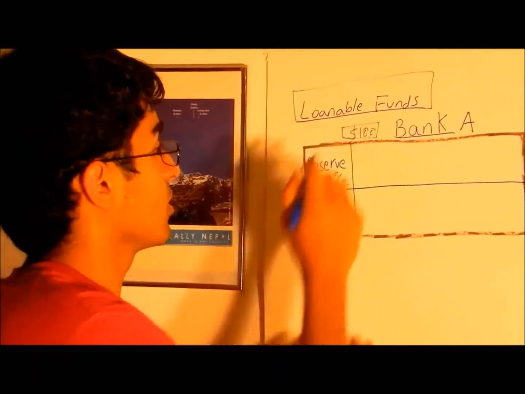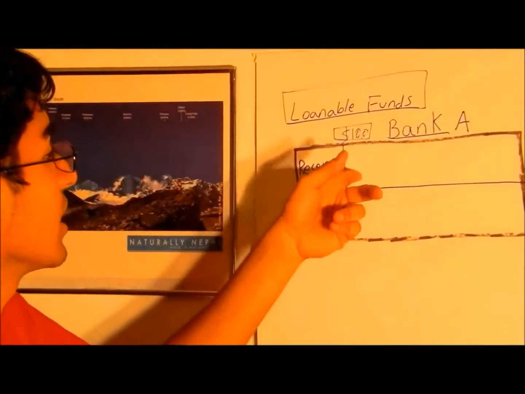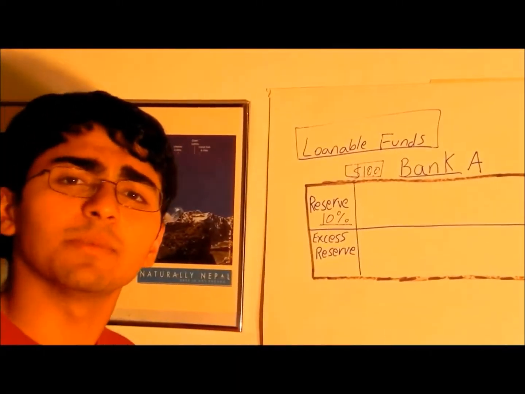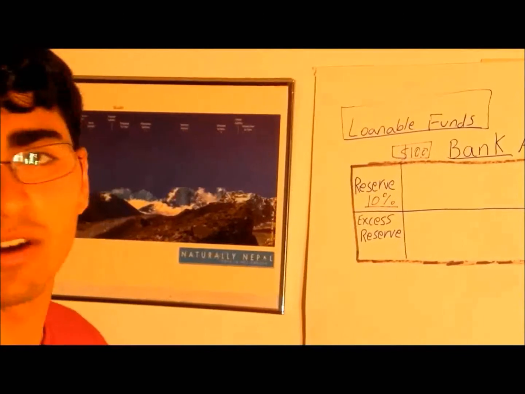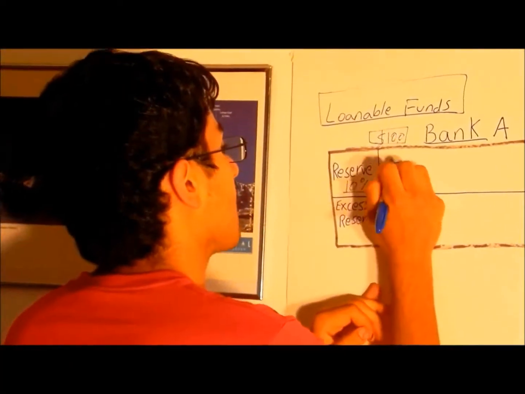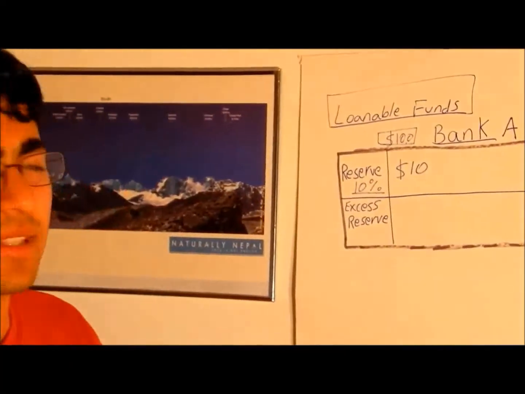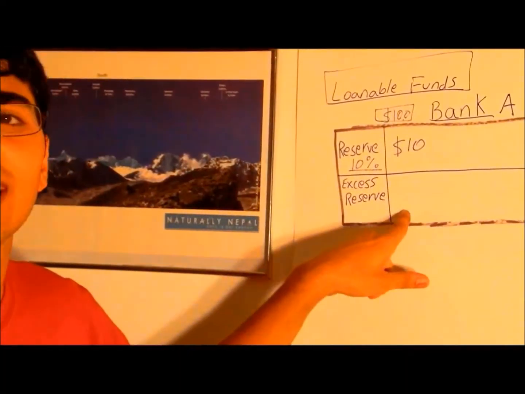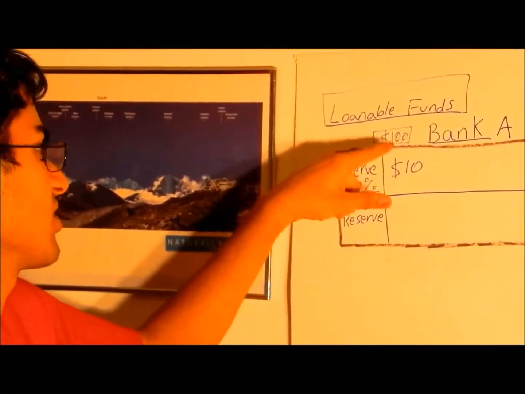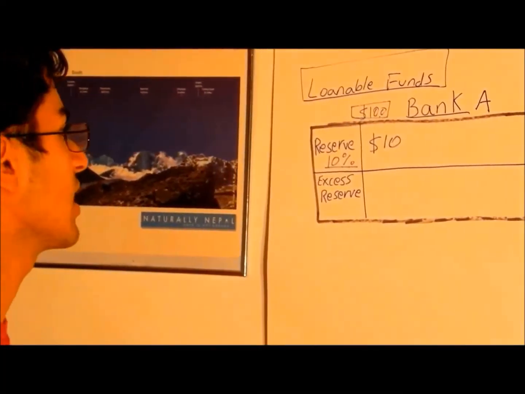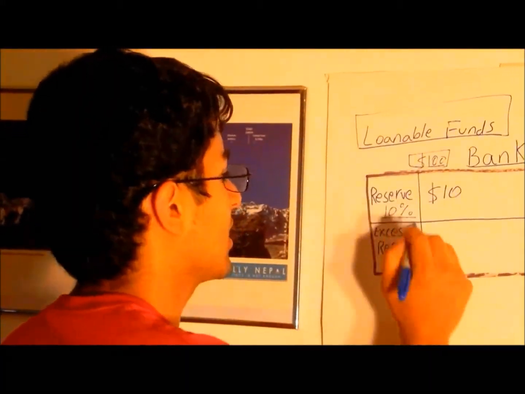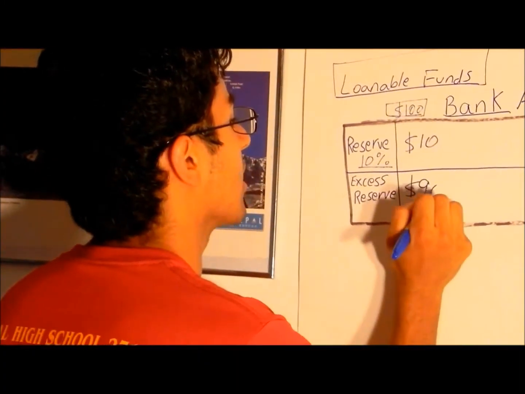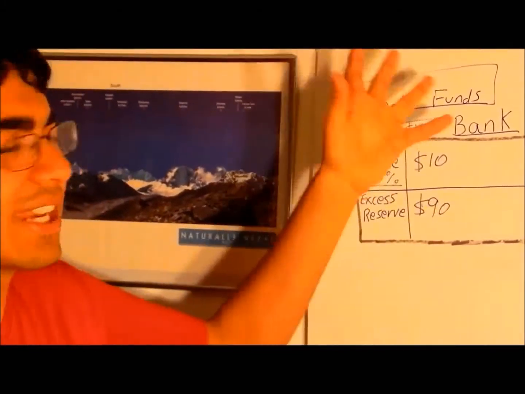With the $100 they invested, how much money would the bank have to keep in its reserve? Well, 10% of $100 is $10. So a bank has to keep $10 in its reserve. And what's the excess reserve? We can simply subtract $10 from the $100, so that would be $90. So the bank can loan out $90.